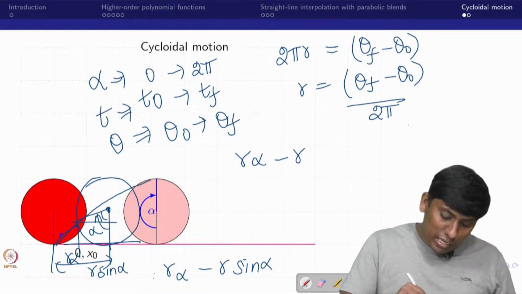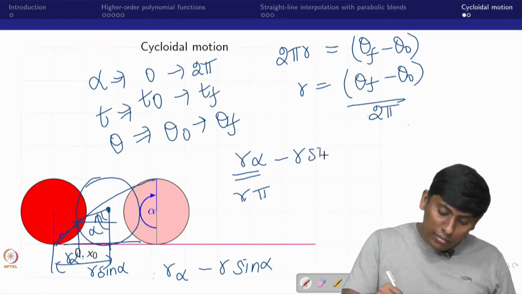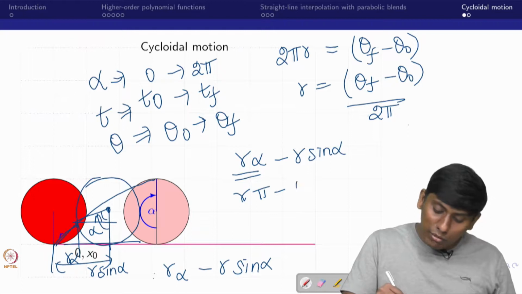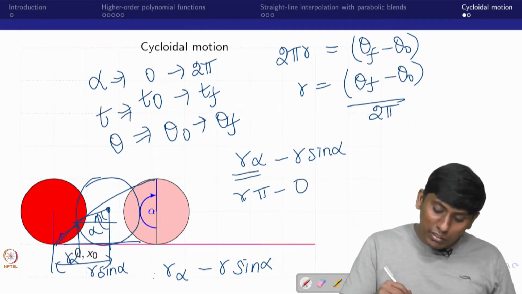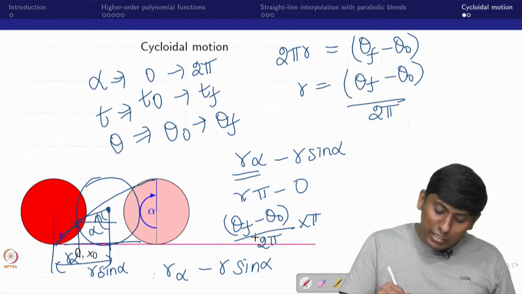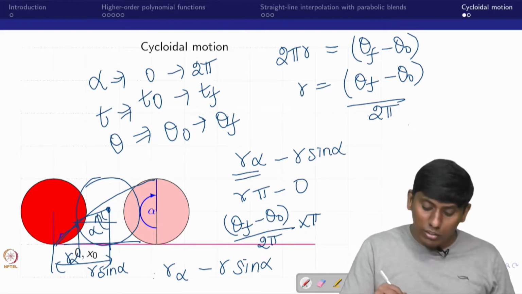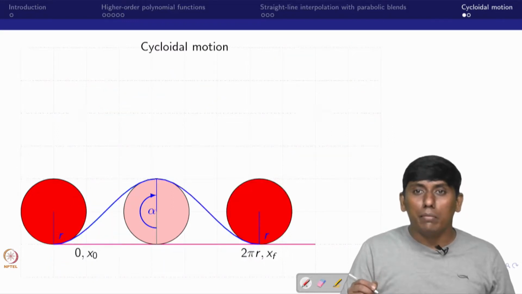So now r alpha in this case is r pi. And r sin alpha would be 0 because alpha is pi, right? Then we can check: theta f minus theta naught, whole divided by 2 pi, into pi. So you can see it has crossed half of the distance. That is what is happening here also. Like that you can make another.